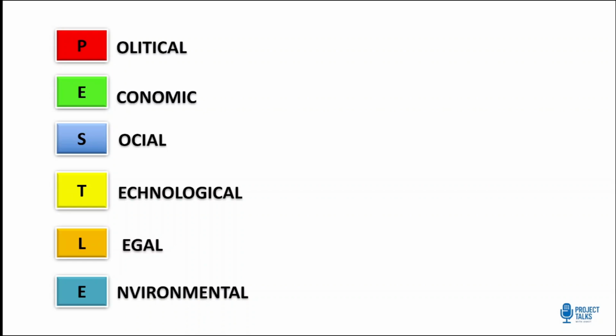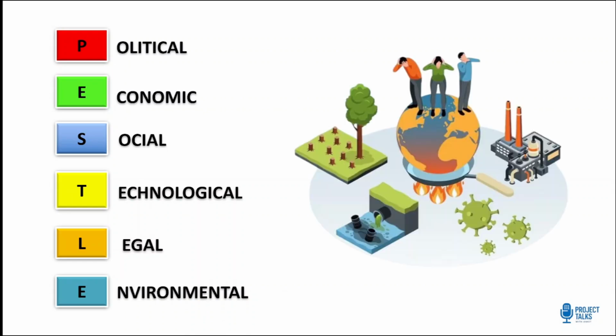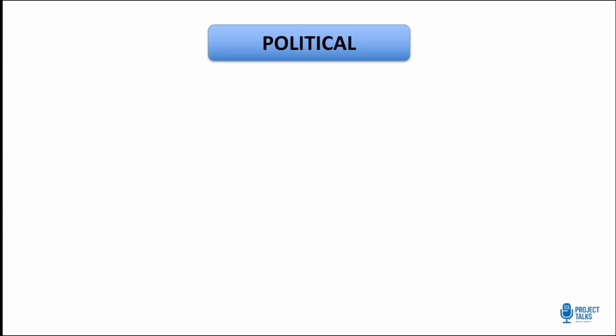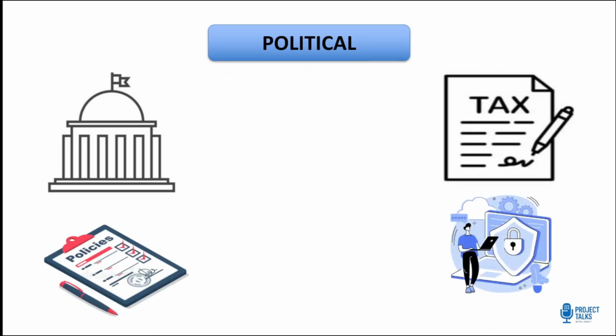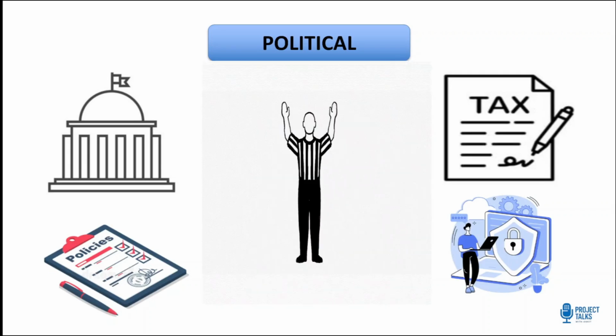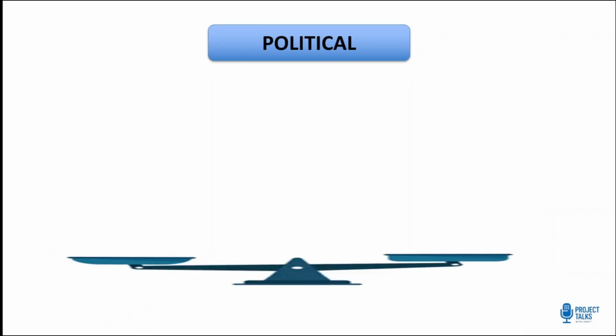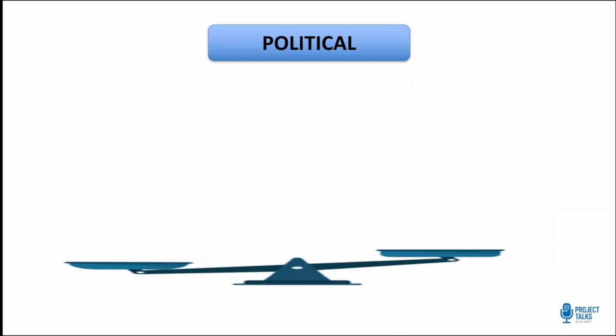Think of it as a 360-degree radar for spotting external factors that could impact our project. Let's break each one down using our app launch example. Political factors include politically driven inputs like policies, tax regulation, data protection laws, etc. Imagine the government as a referee for the game. They decide the rules. It can also be seen as a balanced scale.